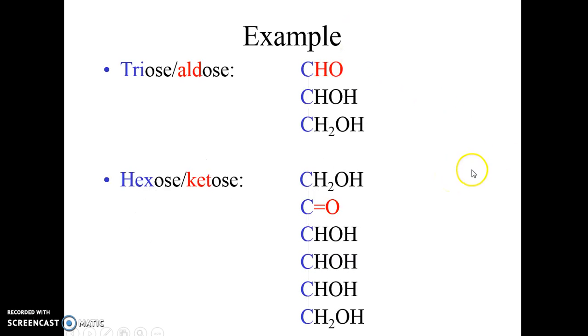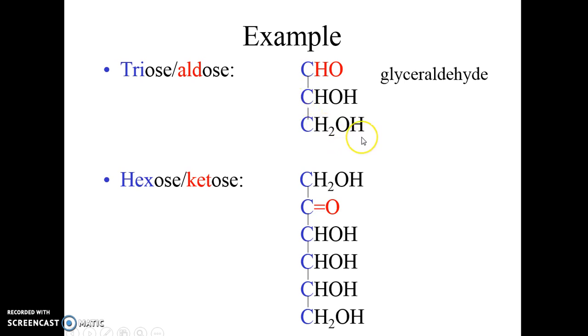So here's an example of some monosaccharides. This is an aldotriose. We combine the descriptions: aldose for an aldehyde, ketose for a ketone. This is an aldehyde group, so this is an aldotriose because there are 3 carbons. Notice a hydroxyl group on every carbon that doesn't have the carbonyl on it. This is a ketone, so we call this a ketohexose. Notice there are 6 carbons. Every single carbon has an oxygen on it, all of them alcohols except for the one that is a ketone.